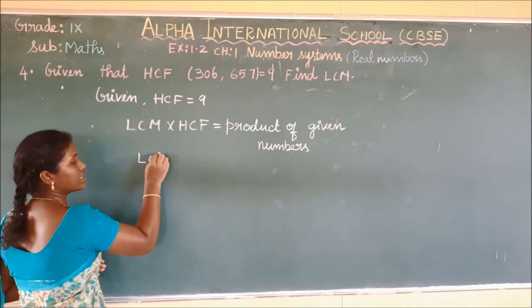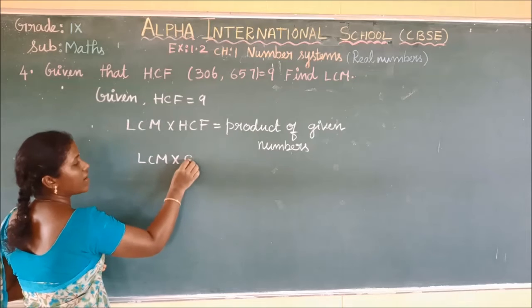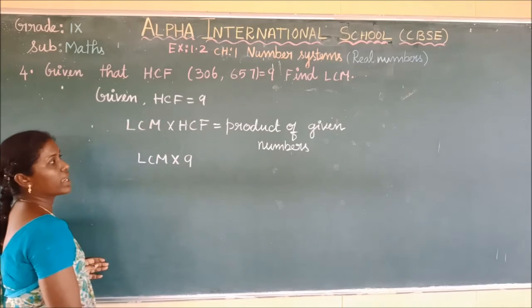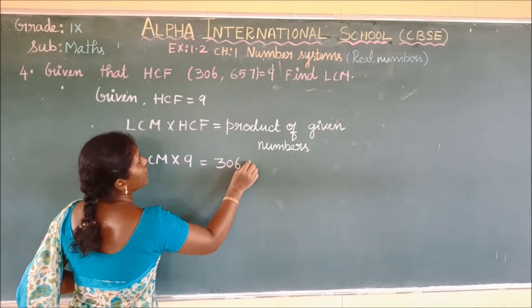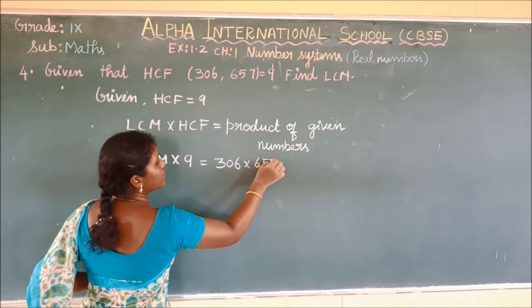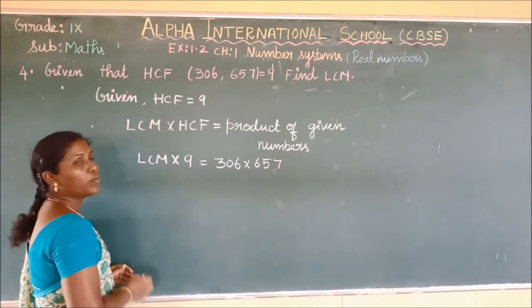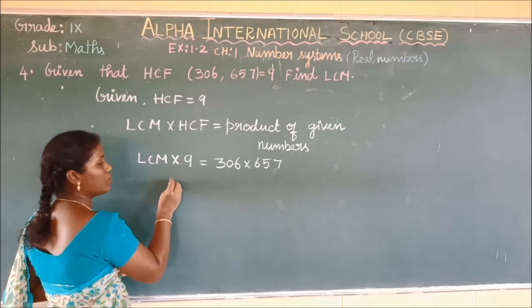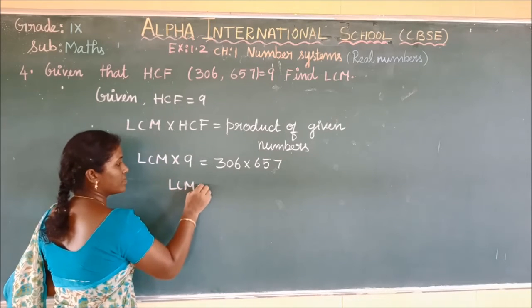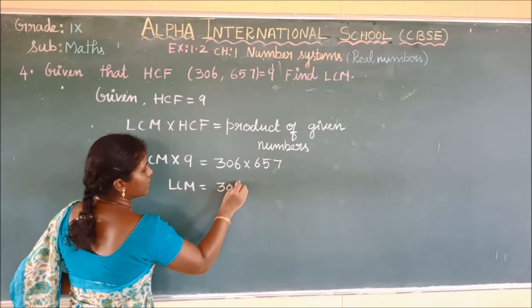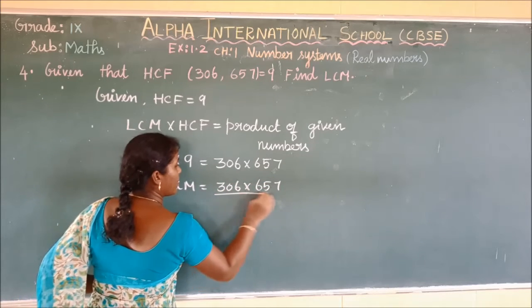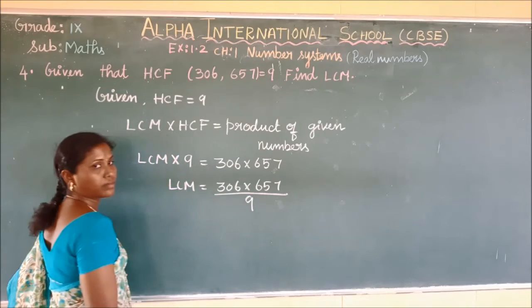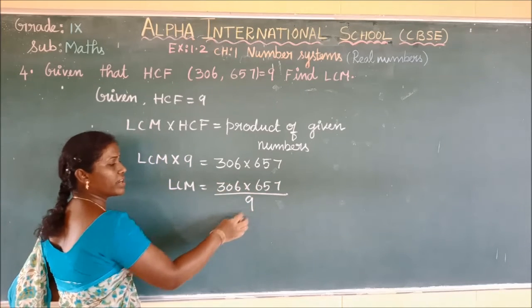Now substitute the values. We want to find the LCM only, so keep LCM as it is. Into HCF we are having the value 9 in our hand. And what are the two numbers? 306 into 657. Now what we have to do? We have to find the LCM now. So LCM is equal to 306 into 657 by 9. Just we can multiply this and divide by 9.